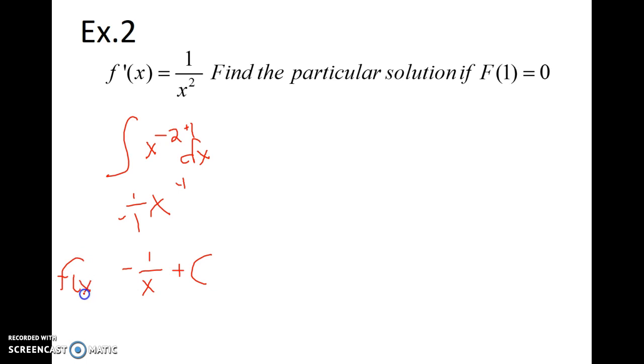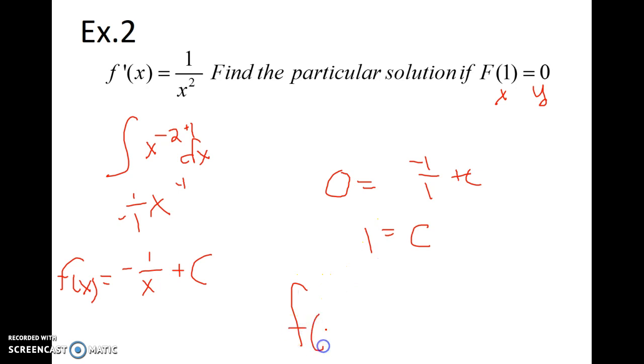But this is just a generalized solution. Let's now find the particular solution. When x is 1, the y value is 0, or the function equals 0. So plug in 0 for f of x, plug in 1 for the x, and solve for c. We can solve for c by adding 1 to the other side, and we see c is 1. So the particular solution for the function will be -1 over x plus 1.